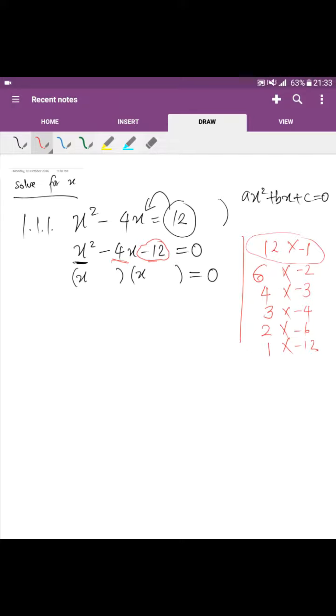These are the factors that are going to give you the middle term. Because when you say positive 2 and negative 6, if you add those, they give you your middle term, which is negative 4. So you end up having x equals negative 2, or x equals 6. I'm sorry to take the long way out, but I just wanted to make sure that everyone understands.